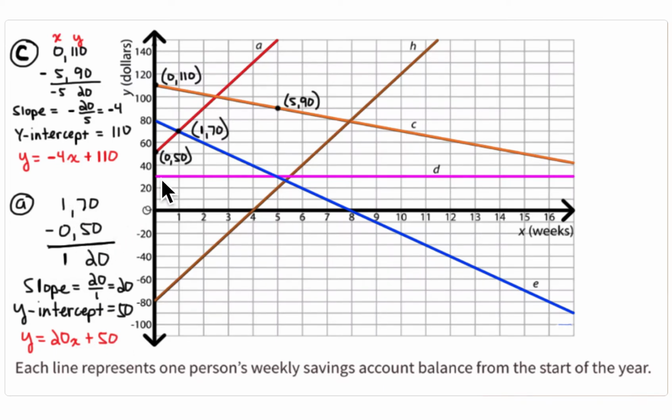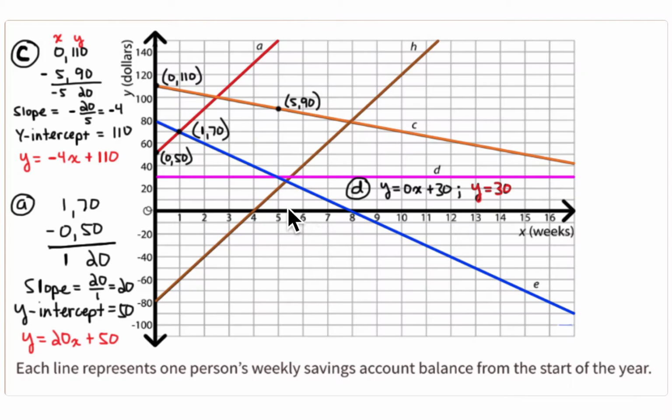But to calculate the slope, you can use these 2 points. 0, 50, which is the y-intercept, and 1, 70, which is on this line. So you take the 0 and the 50, and you subtract those coordinates from the point 1, 70. So 1 minus 0 is 1, and that's 1 week, and 70 minus 50 is $20 in that 1 week. So it's $20 per week, so it's y over x, and that equals a positive slope of 20. They are saving $20 each week. So y equals 20x plus 50.